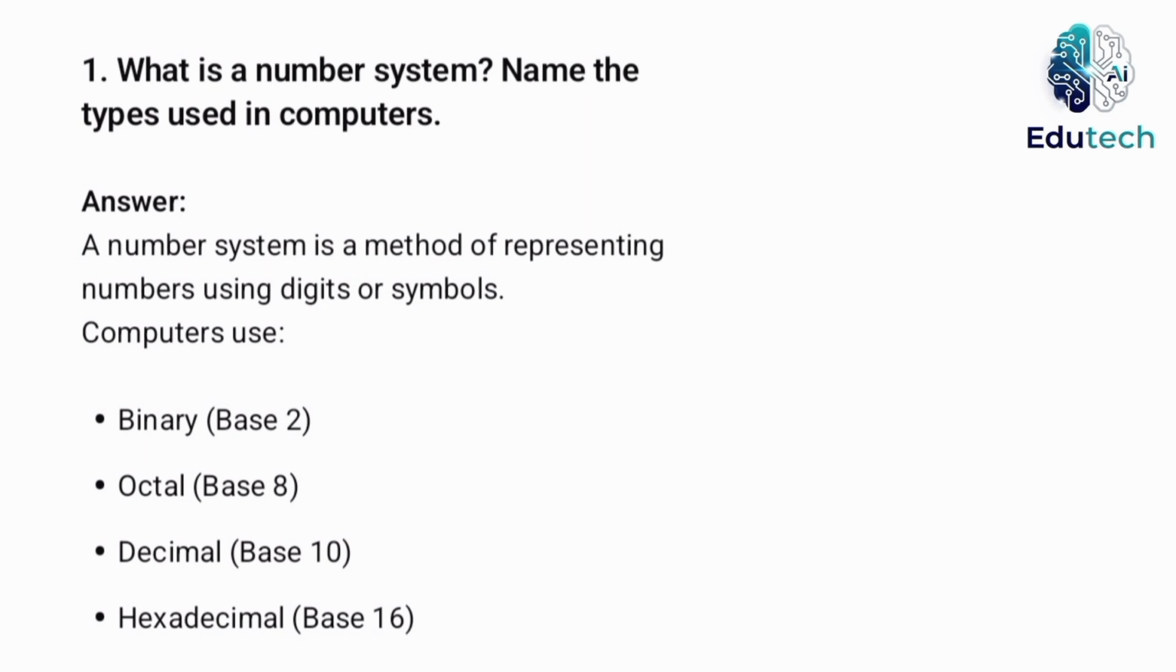Number system. Name the types used in computers. A number system is a method of representing numbers using a set of digits or symbols based on a particular base or radix value. In computers, different number systems are used to represent data and instructions. The main number systems are binary base 2, decimal base 10, octal base 8, and hexadecimal base 16. Among these, binary is the fundamental number system used internally by computers because it uses only 0 and 1.